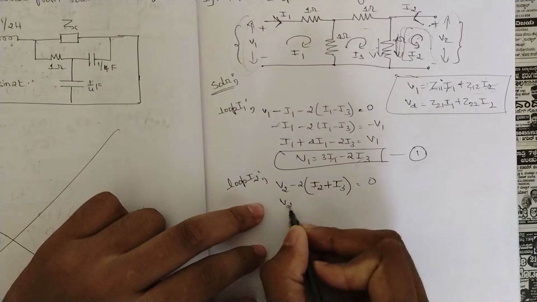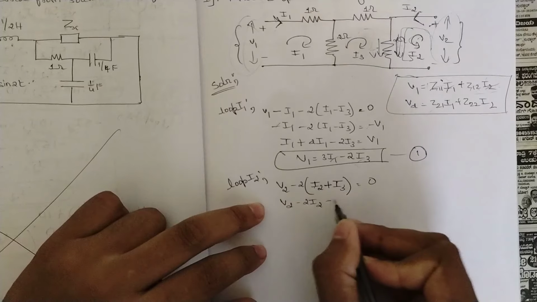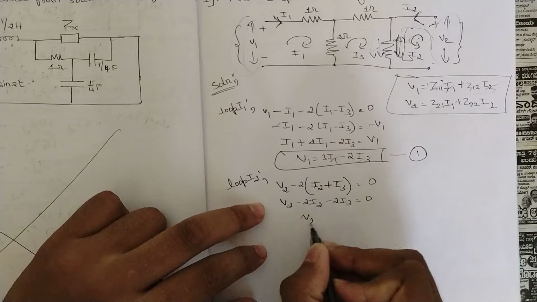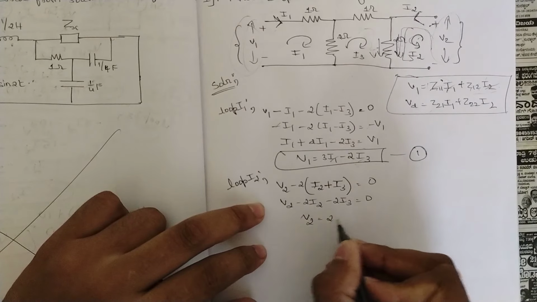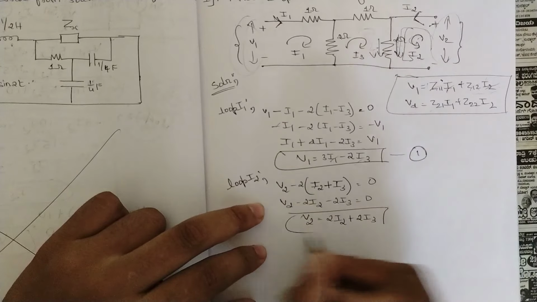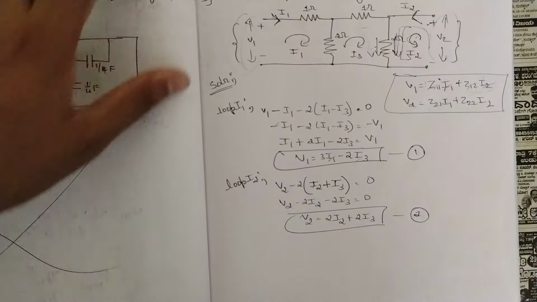So that is V2 minus 2I2 minus 2I3 equal to 0. Bring these two terms to the other side, and we get our equation as V2 equals 2I2 plus 2I3. So this is the second equation we could have got. Name it as equation 2.